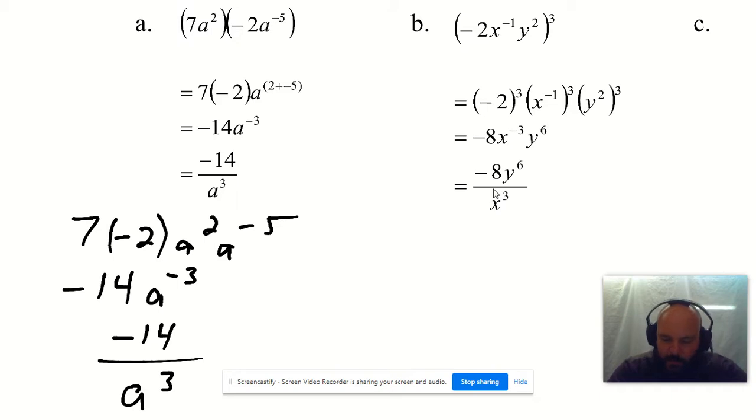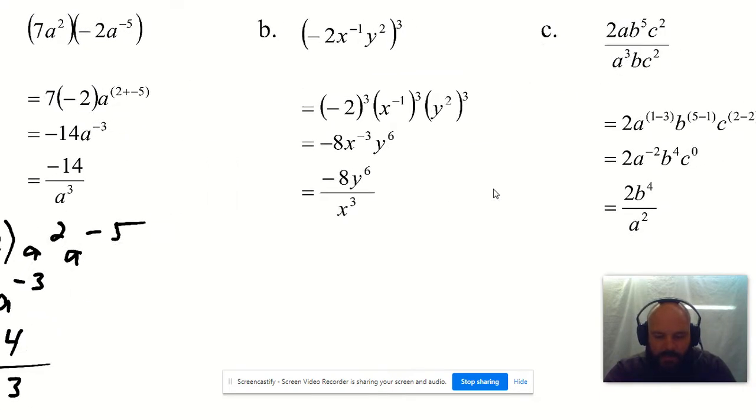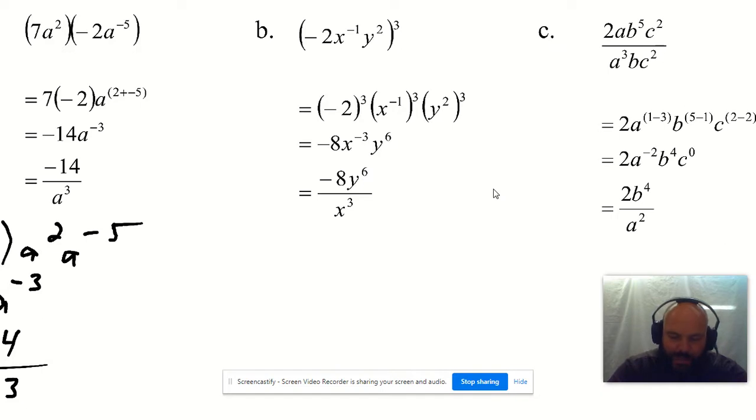All right, moving on to part B. Inside parentheses we have negative 2 x to the negative 1 y squared, and then all of that is to the third power. So what we need to do is start by looking inside the parentheses and seeing if there is anything to simplify. In this case, there isn't, but you always want to check if there are any like terms to put together or any multiplication. Remember, we're following PEMDAS. Looking inside the parentheses, there's nothing to do.